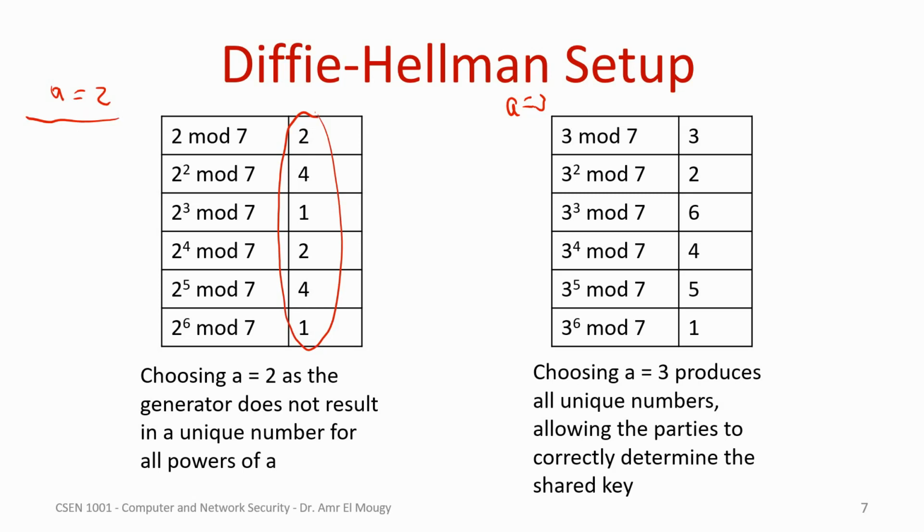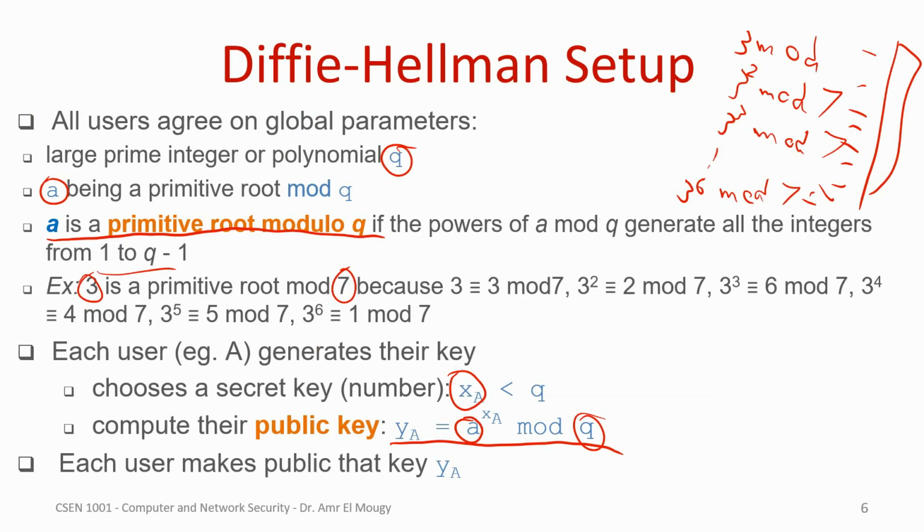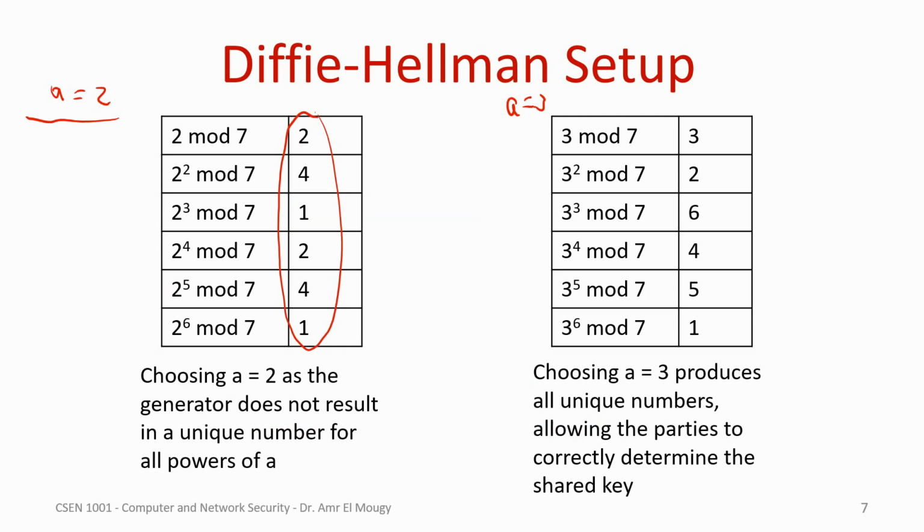So imagine using this generator, A equals 2, in the Diffie-Hellman setup. We know that the user will generate the private key, and based on that, will calculate the public key by having A power XA mod Q. Now, if A is equal to 2 and Q is equal to 7, that means you will have 2 power XA mod 7. And we know that 2 power XA mod 7, from the table on the left, will generate either 2, 4, or 1. So even if you choose XA to be less than Q, you are not guaranteed to have a unique number in the result.